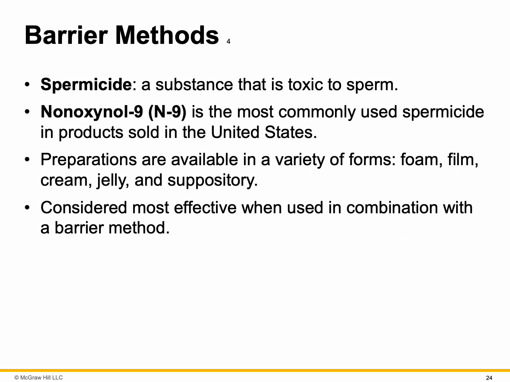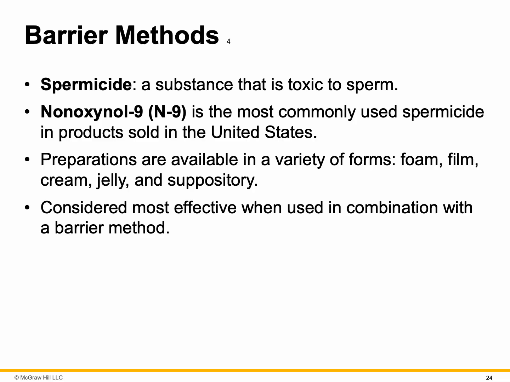Okay, so the final barrier method that we're going to talk about is spermicide. Spermicide is a substance that is toxic to sperm. Probably the best known spermicide is nonoxynol-9, and it's sold in the U.S. Spermicides are available in a variety of forms, and the forms that they come in include foam, film, cream, jelly, and suppositories.